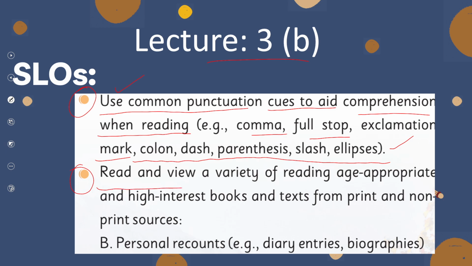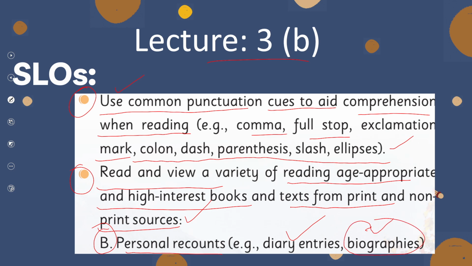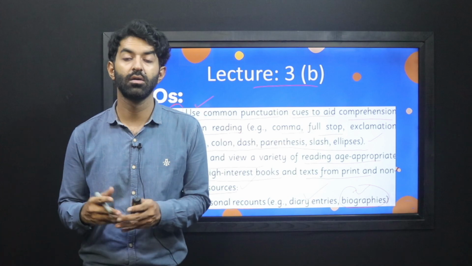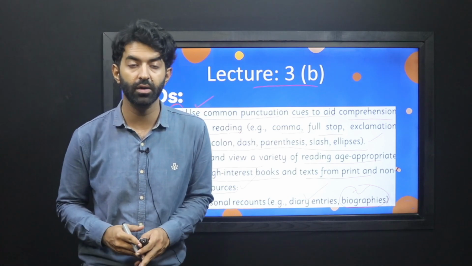Then you will read and view a variety of reading age appropriate and high interest books and texts from print and non-print sources. What you are supposed to do is we will be focusing on personal recounts like diary entries, as you can see in the main lesson of A Mystic Place, or we will also learn about biographies, how they are made. We will read a couple of them and see how they work and how we can write good diary entries and also biographies.